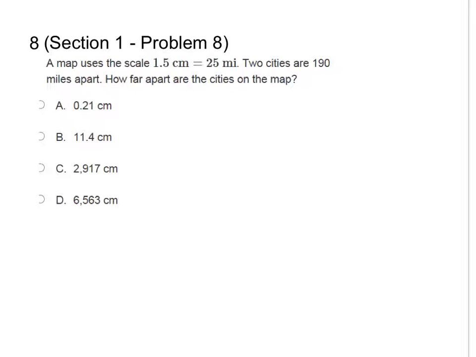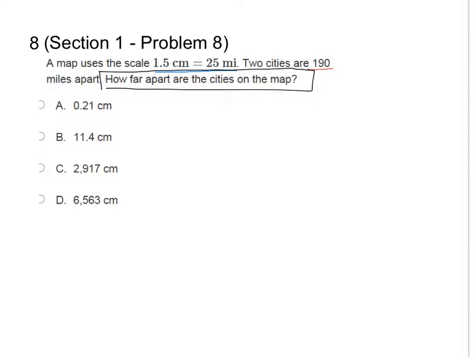For section 1, problem 8, they tell us that we know a map uses a scale of 1.5 centimeters equals 25 miles. We want to use that information to figure out what if we have two cities that are 190 miles apart. So 190 miles apart, how far apart are the cities on the map? So I'm going to put a box around that. So I want to answer that question before I'm finished.